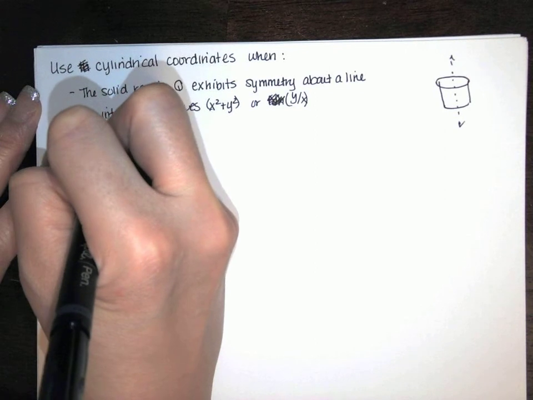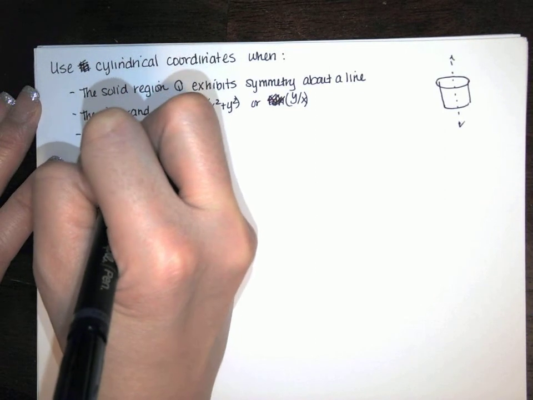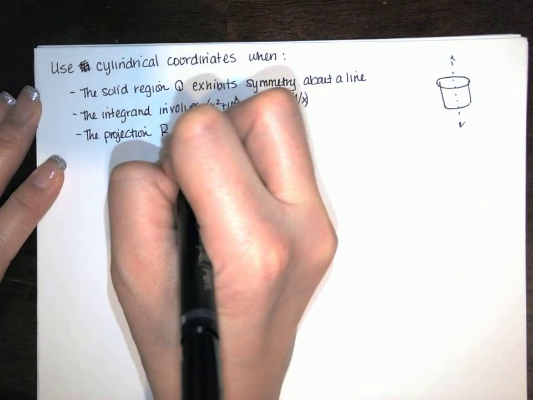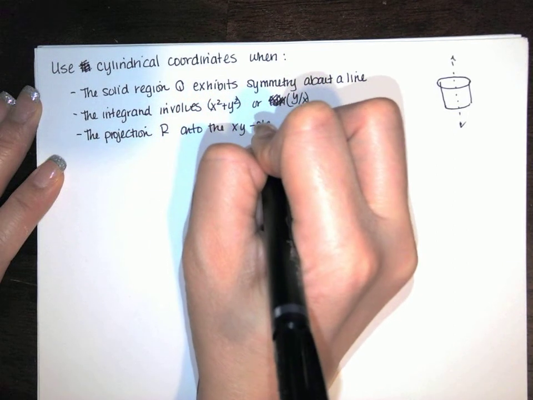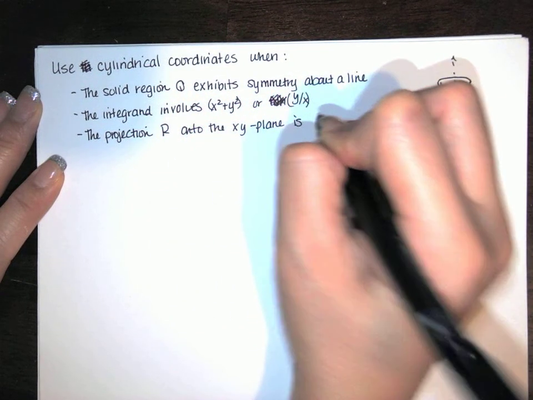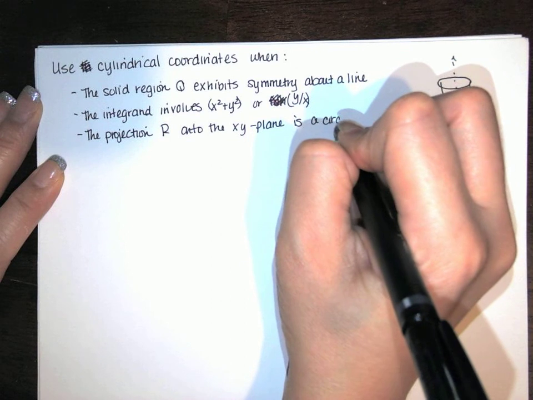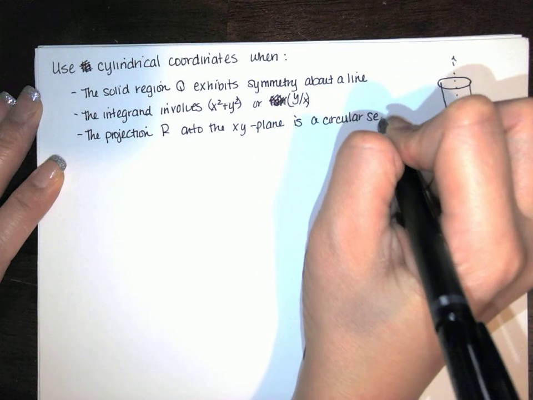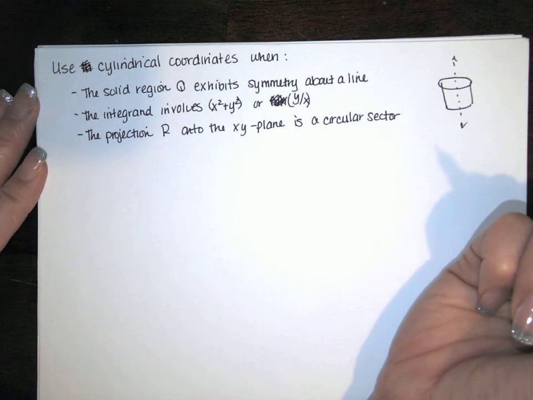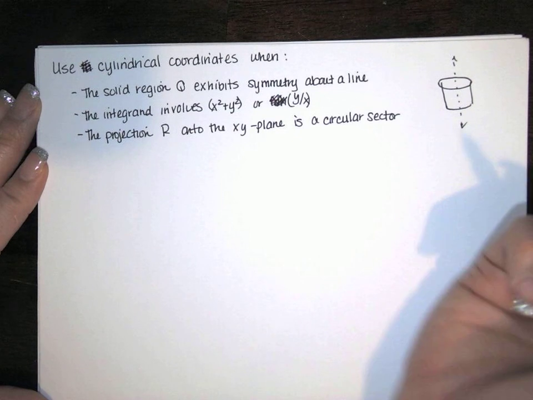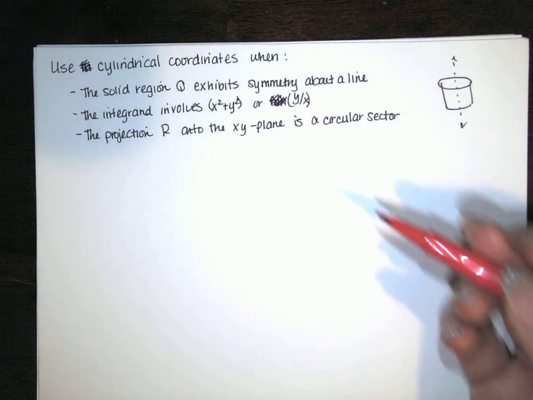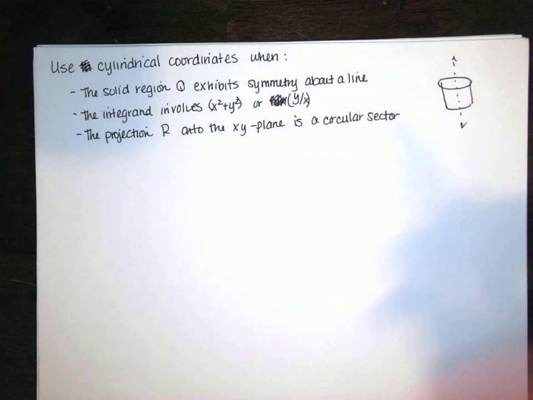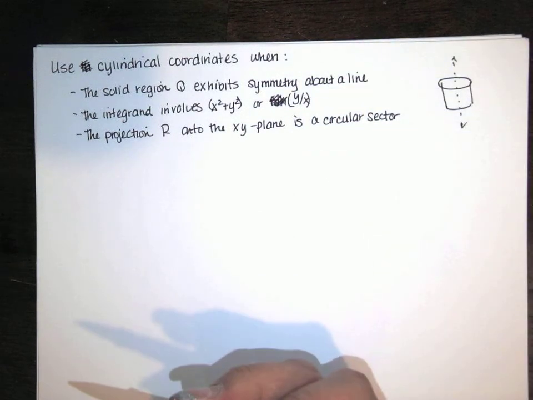Lastly, if the projection onto the xy plane is a part of a circle, we call that a circular sector, then we might want to go to cylindrical coordinates. But from the big picture, like what are we doing? Why are we doing this? These are details. If I see one of these details, I know I want to switch to cylindrical coordinates.